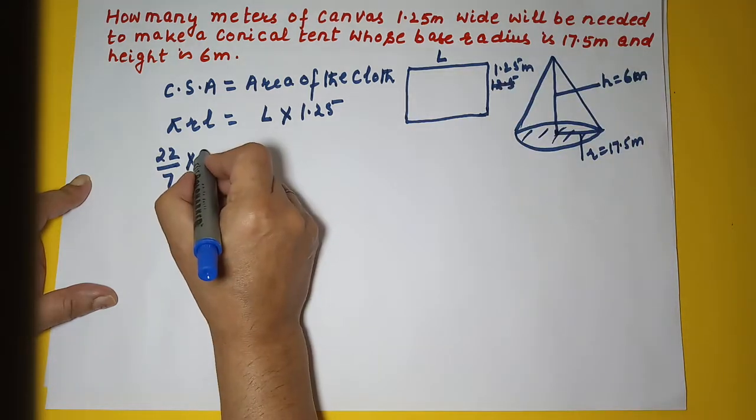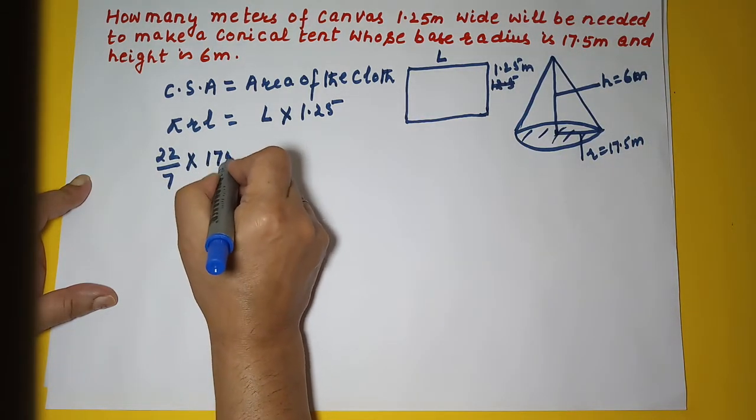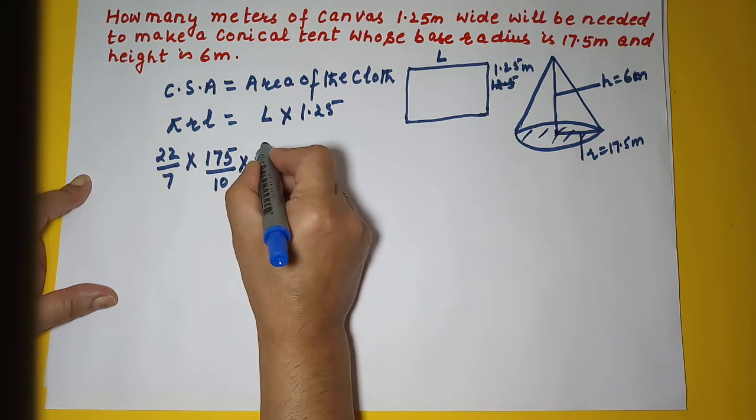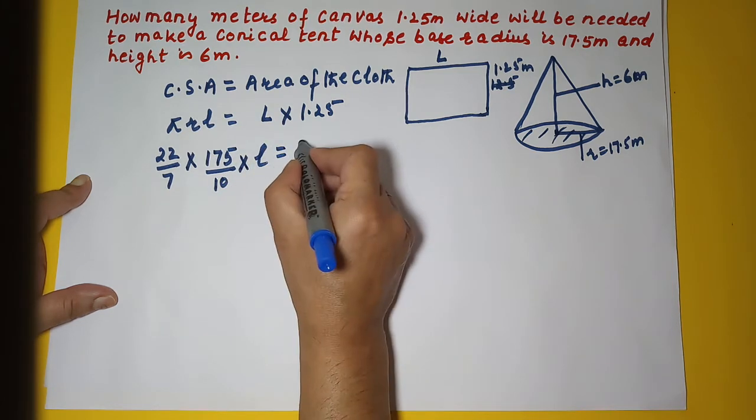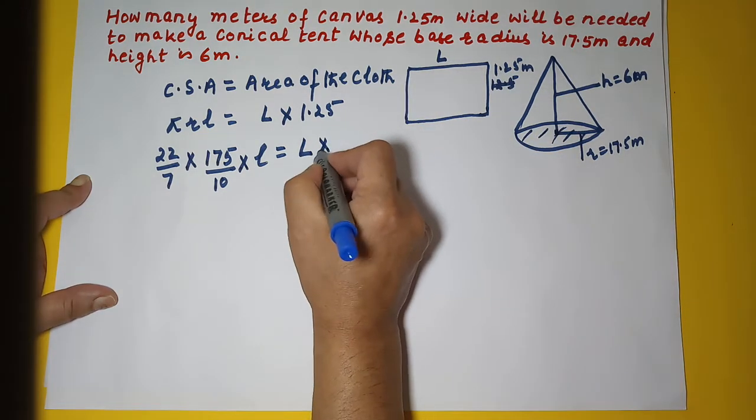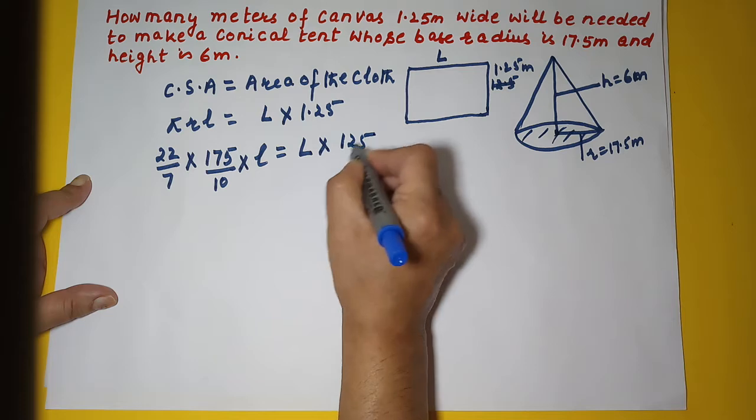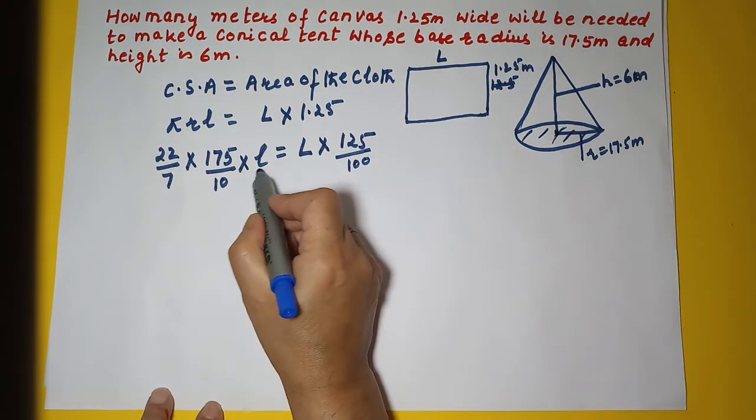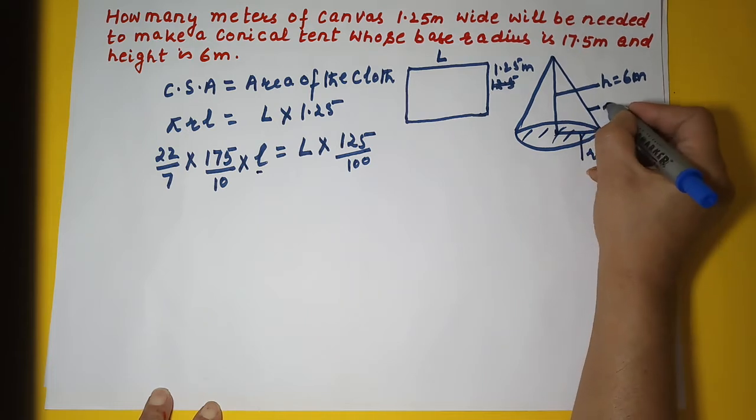Radius is given 17.5, so that is 175 upon 10 into L. This L we don't have. We have to calculate this. Now the length of the cloth is something that we are looking for. Into this we can write 125/100. Now how do I find this L? I know that this is the slant height.